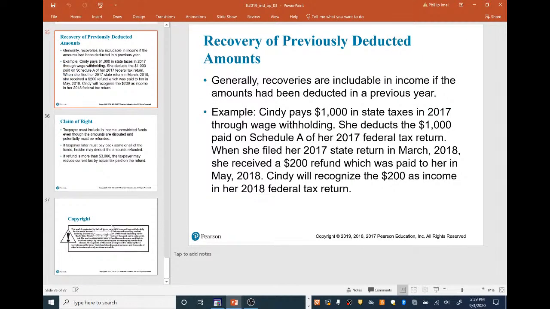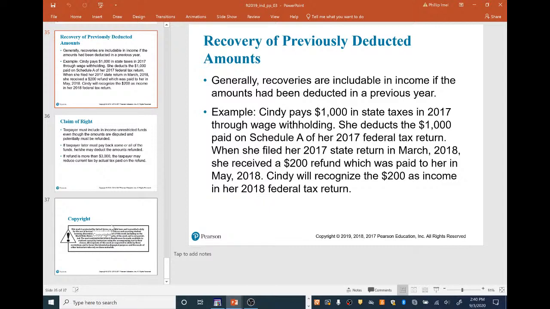Now let's talk about recovery of previously deducted amounts. Recovery of previously deducted amounts in a subsequent year may cause income recognition. So what's that saying here? Let's look at this example here.